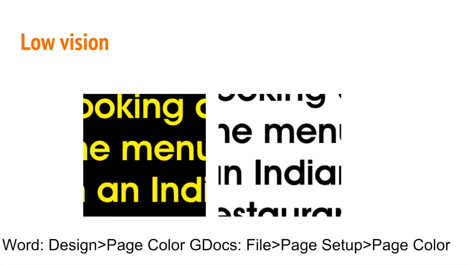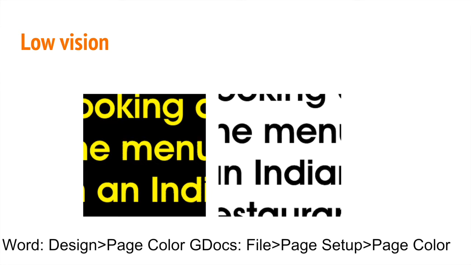If a student has issues with low vision, you can assist them with the colors on the page. Here you can see the difference between black letters on a white background, which is pretty much the standard color scheme that people use, and yellow letters on a black background. The yellow on black is higher contrast and can be easier for some students with low vision to read.